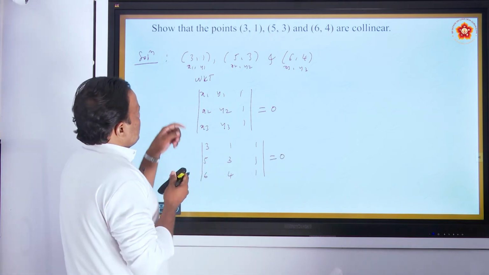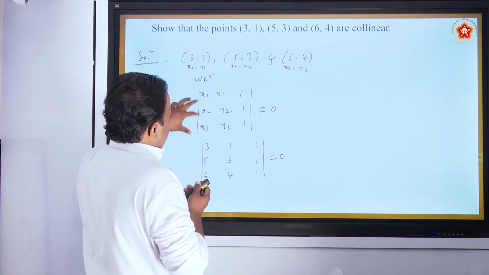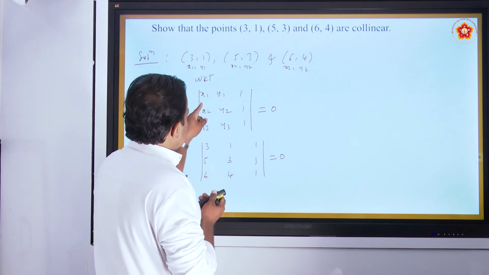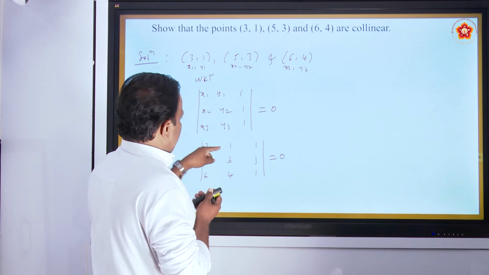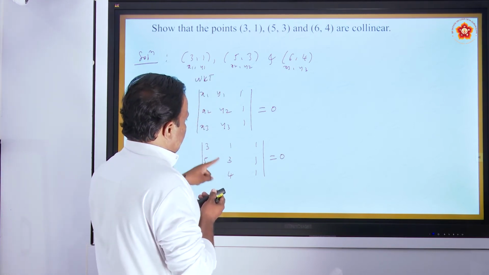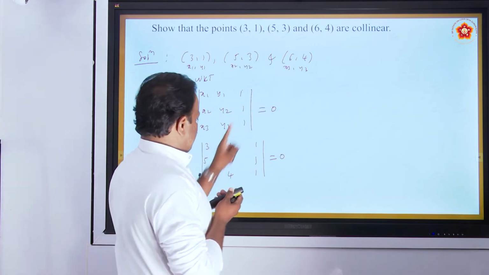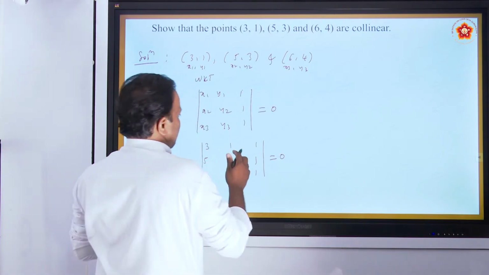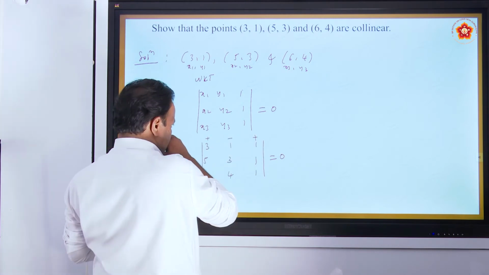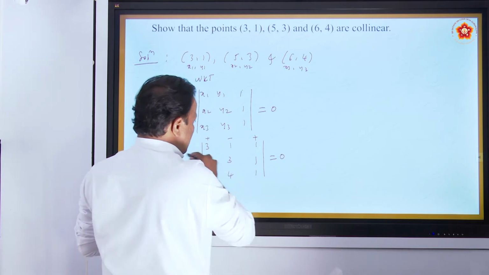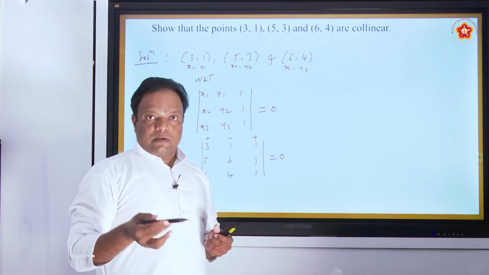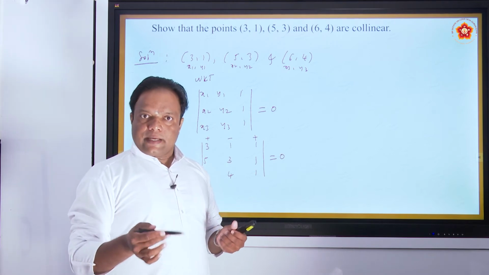Once again you check. The determinant is x1, y1, 1; x2, y2, 1; x3, y3, 1. x1 value is 3, y1 is 1, 1 as it is; x2 is 5, y2 is 3 and 1 as it is; x3 is 6, y3 is 4 and 1. So expand this one, taking plus, minus, plus. You know how to expand determinants along the first row. You can expand along the second row, third row, first column, second column, or third column. You get the same answer.